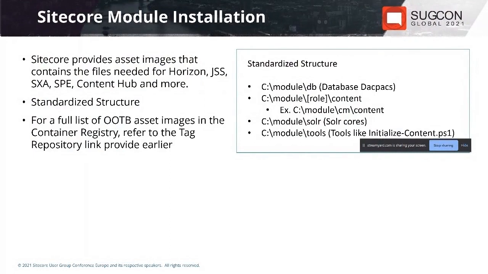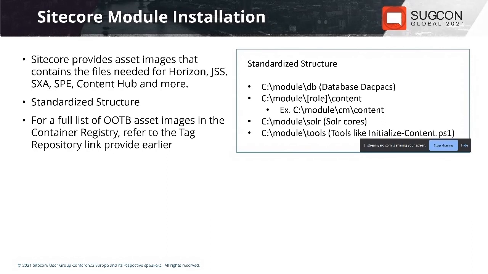So the first one is you have a Sitecore module that you want. Typically when you first start with the examples, or maybe you've used a starter kit, it will just be a Sitecore XP0 or an XP1 or whatever you define. But in a lot of cases, you want to add Horizon or JSS or Content Hub to those images, whatever it may be. So that's where you start using these asset images that Sitecore provides. As I previously noted, on GitHub, there's a link on one of the previous slides where you can get a full list of all of these.